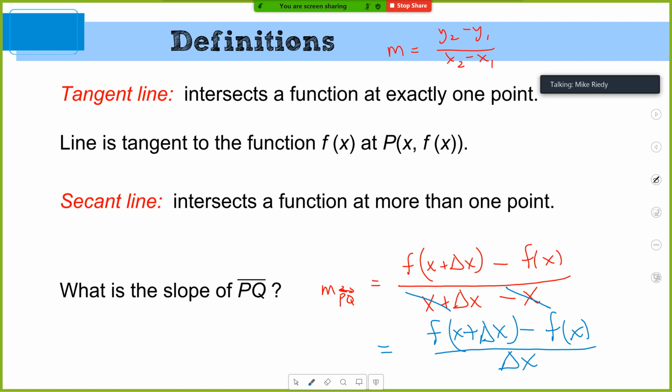That's the slope of the secant line. But we don't want the secant line. We're calculus. We want the tangent line, which we're going to get to eventually. All right, are you with me? Everybody's good? Some simple algebra practice there?